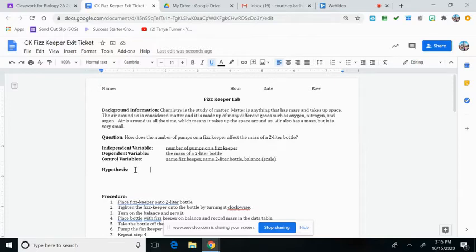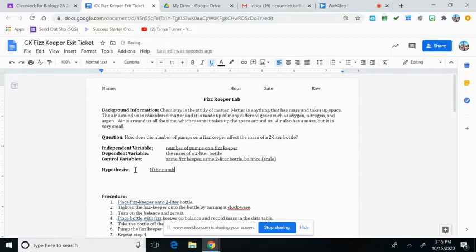Next, we go on to our hypothesis. And remember, hypotheses are written in an if-then format. So if the, and which variable do we write first? Think about that. If you said that we write the independent variable first, you would be correct.